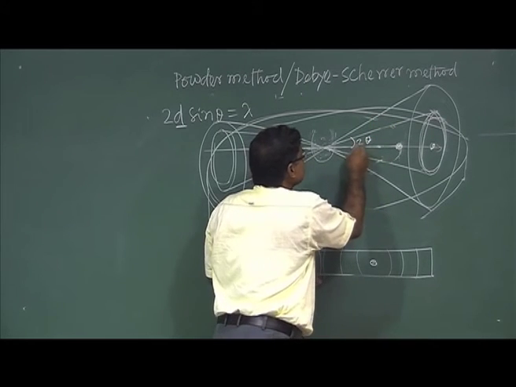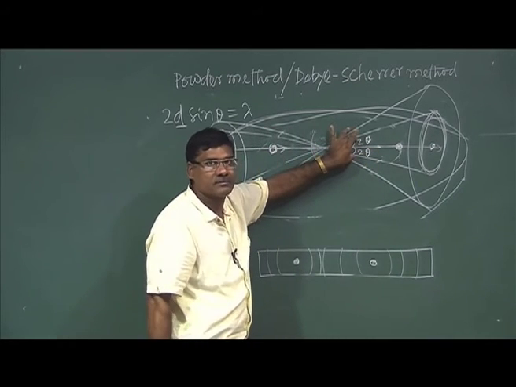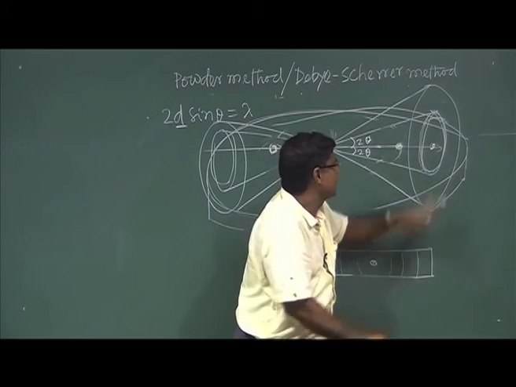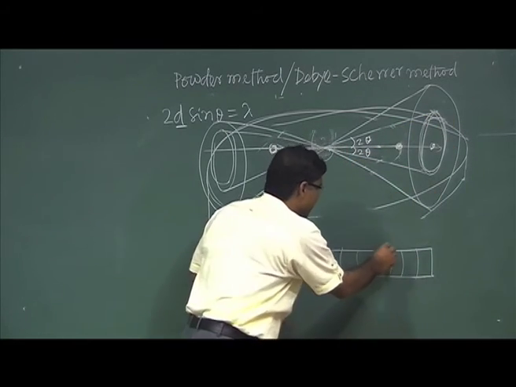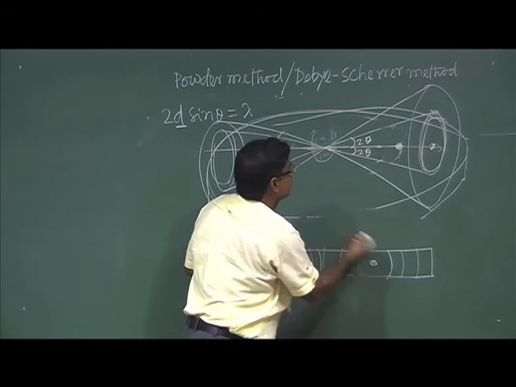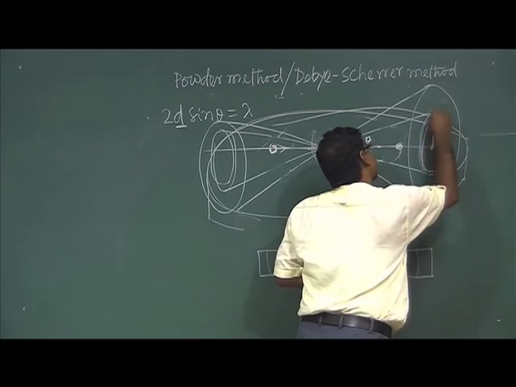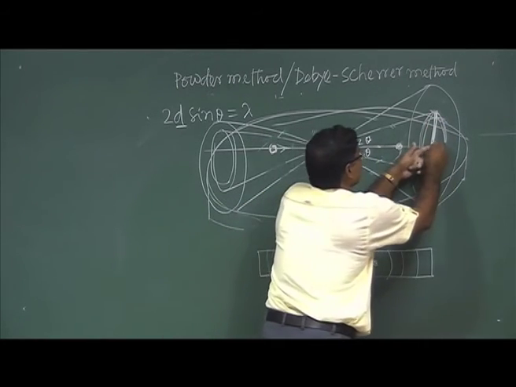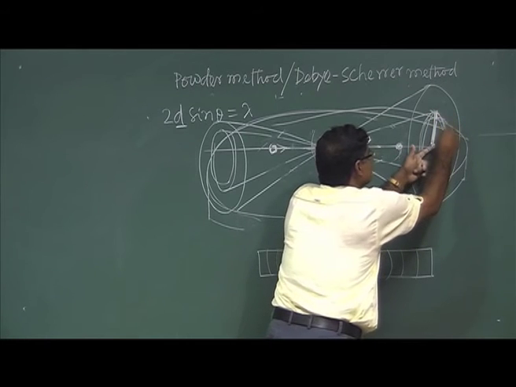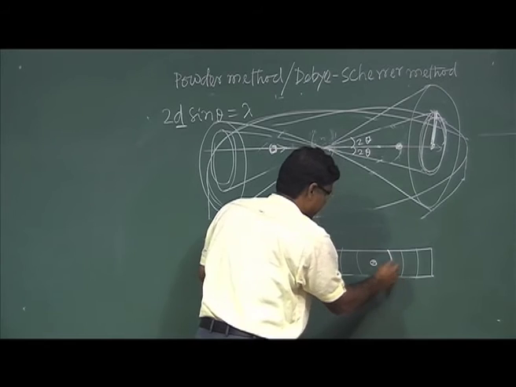So this also will be 2 theta. So this total is 4 theta, right. Now, whatever part we are getting, from this center, this will be the arc.